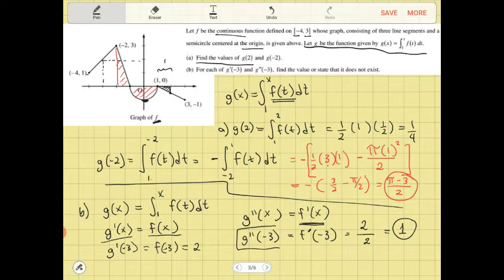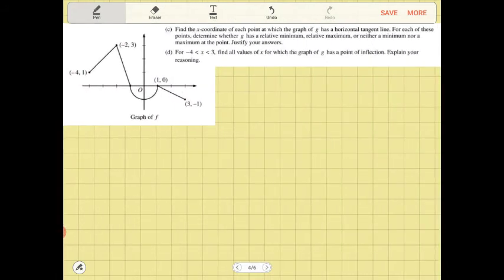Alright, let's move on. Let's see what else we can do with this type of function. Now for part C, finally, they say, where do we find the points where g has a horizontal tangent line? And then classify it as a relative min, a relative max, or neither. Justify your answer.